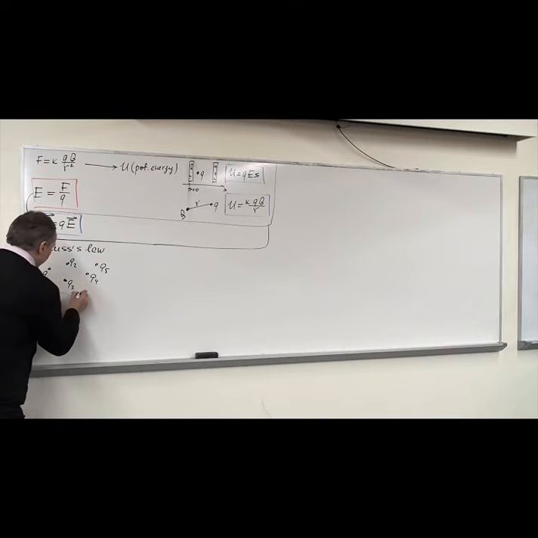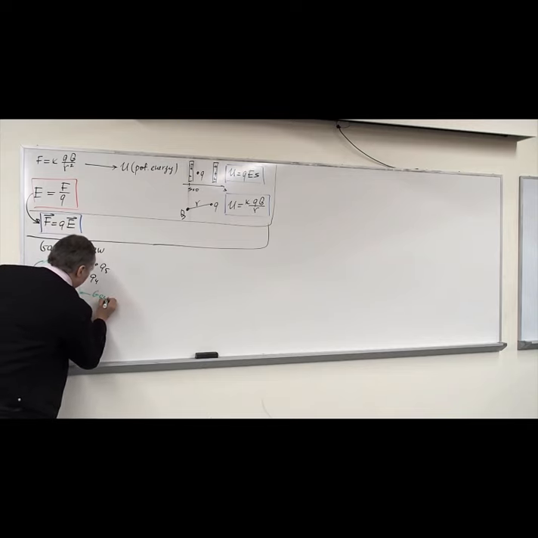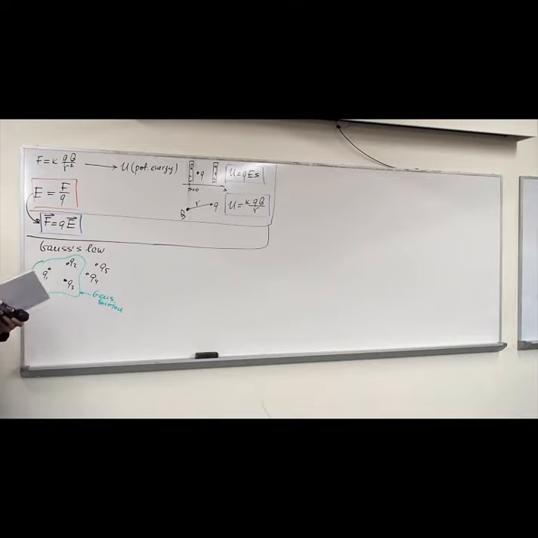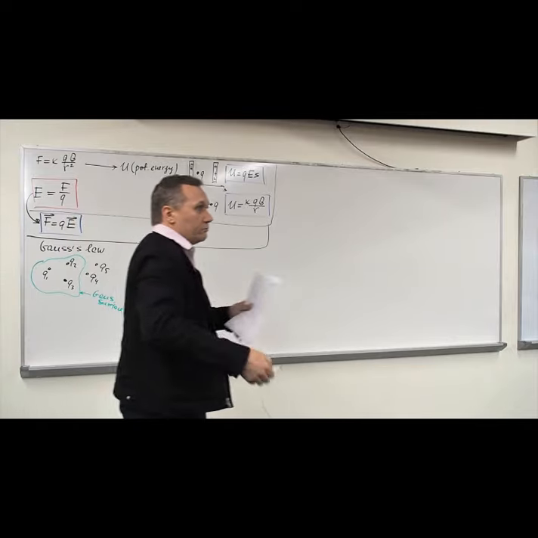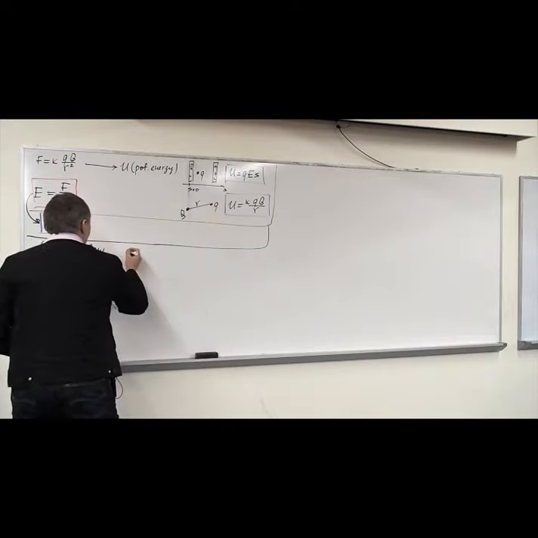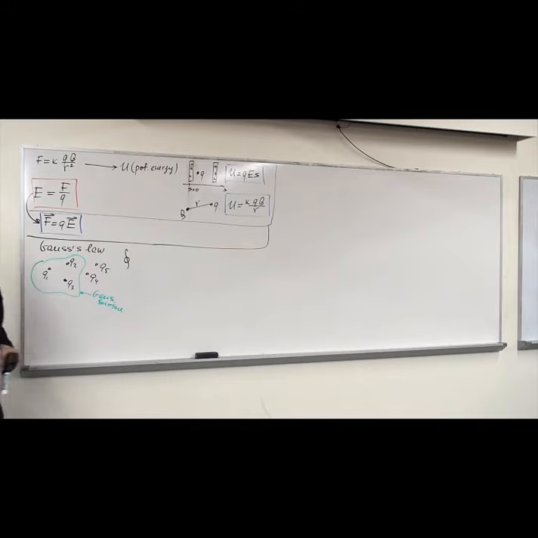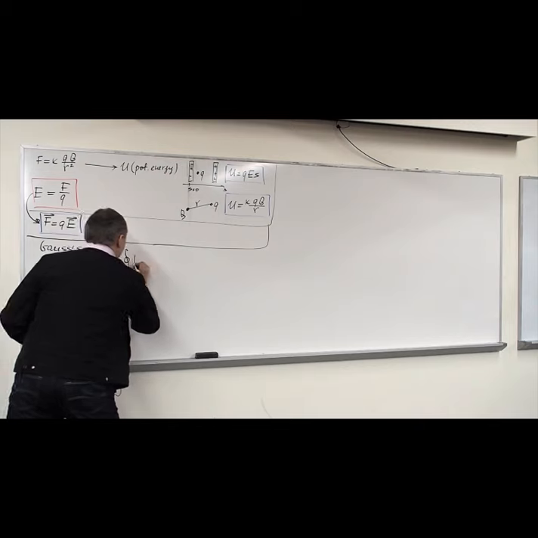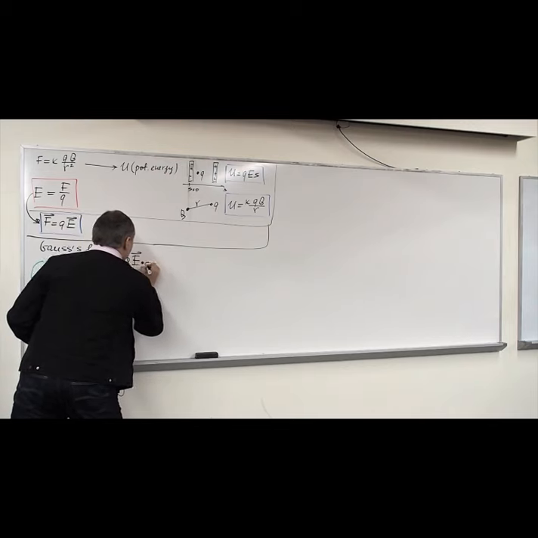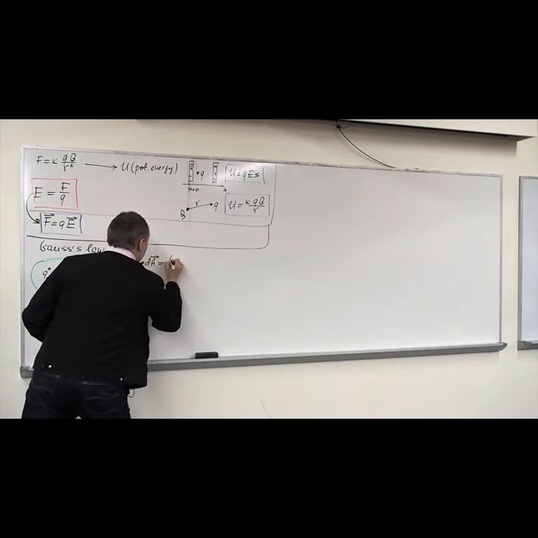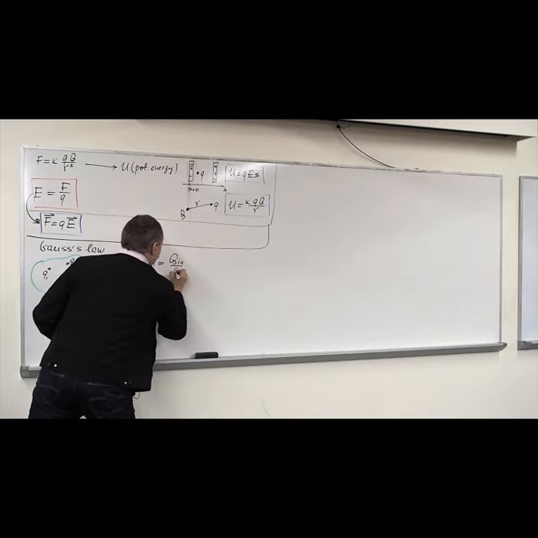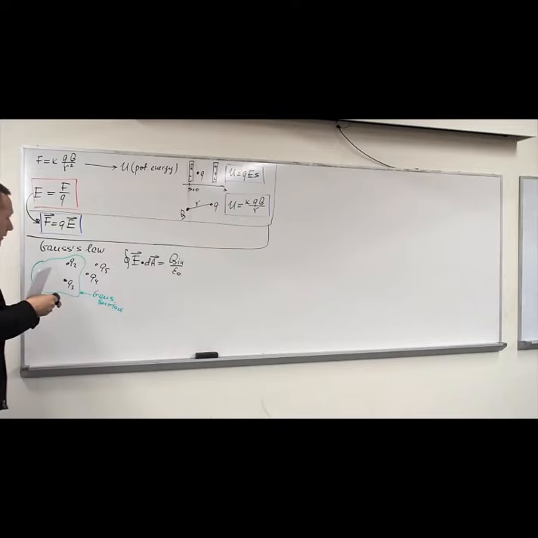So let me pick it over here. So that's my, let's say, Gaussian surface. And then, of course, Gauss's law, a fundamental law in physics: the integral over the closed surface, E dot dA, equals q enclosed over epsilon naught, right?